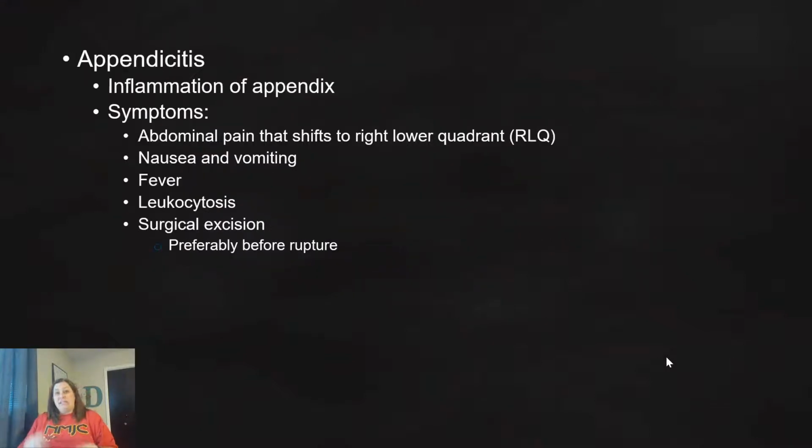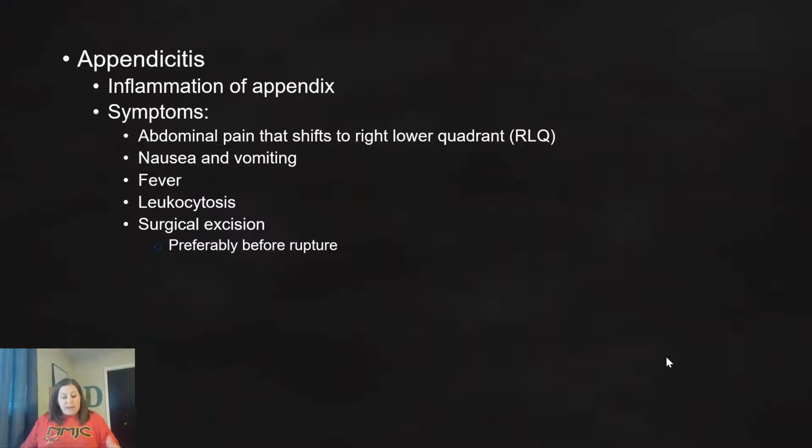All right, so let's look at some issues with the colon, and we're going to start first with appendicitis. When we talk about appendicitis, this is of course inflammation of the appendix. Now the appendix, if you recall, is on the very tip of the colon, right where the small intestines comes in and meets with that large intestines.